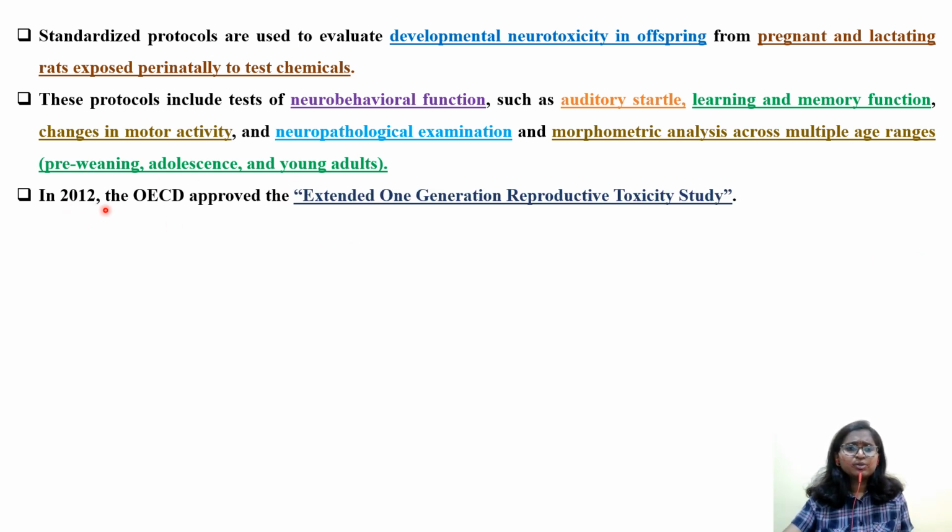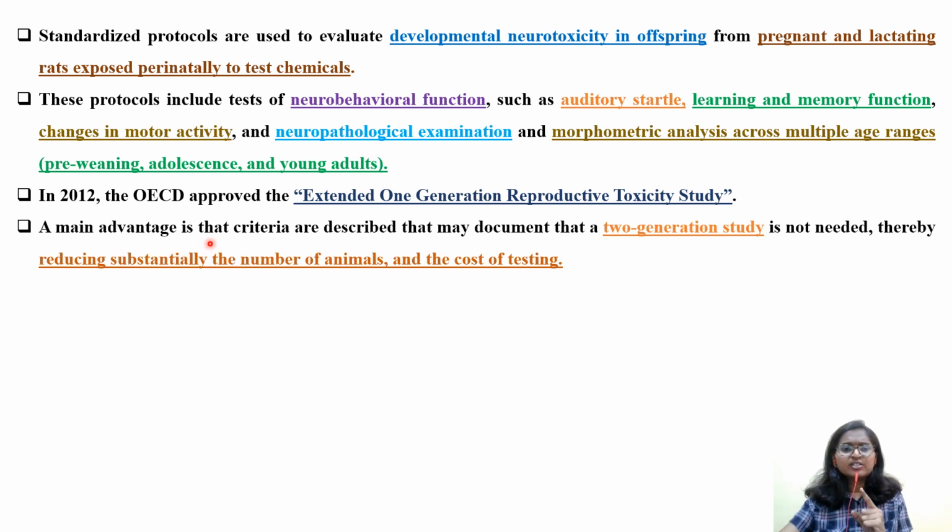Okay, 2012, the OECD approved the extended one generation reproductive toxicity study. This is important. I will give you the guideline number, then you can understand. The main advantage is that criteria are described that may document that a two generation study is not needed. Okay, so this is very important. One generation study was there, two generation study was there. Because of the implementation of this extended one generation toxicity study, there is no longer a need for a two generation study, thereby reducing the number of animals and the cost of the study.